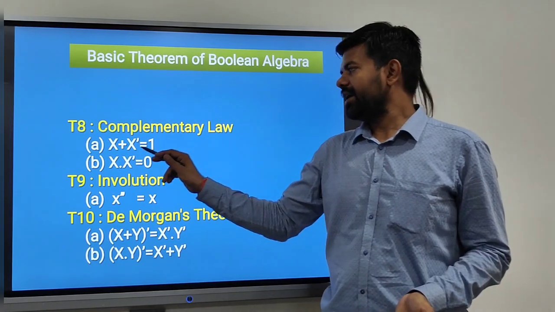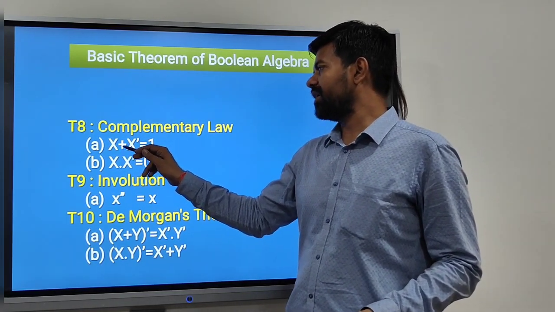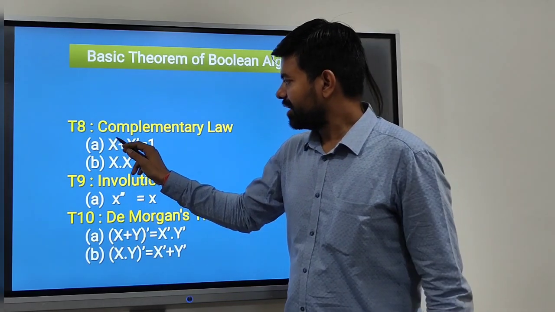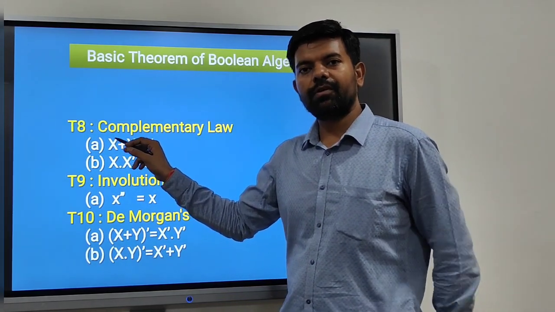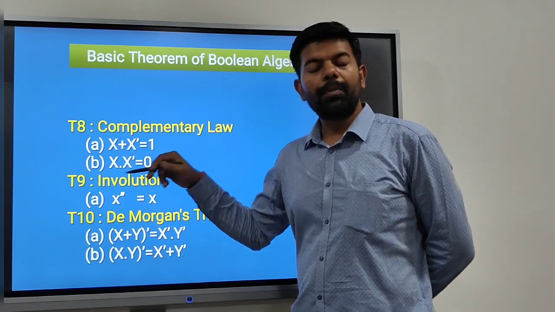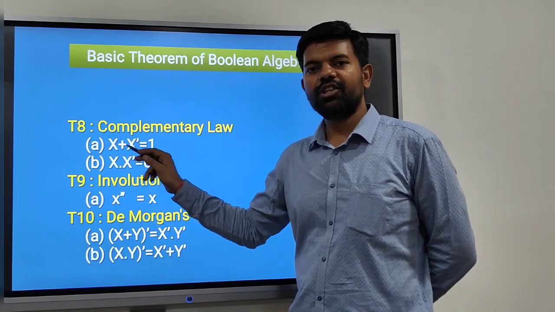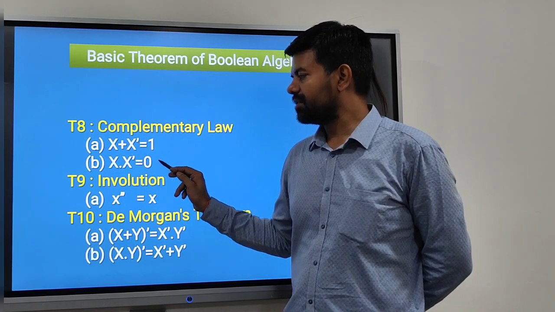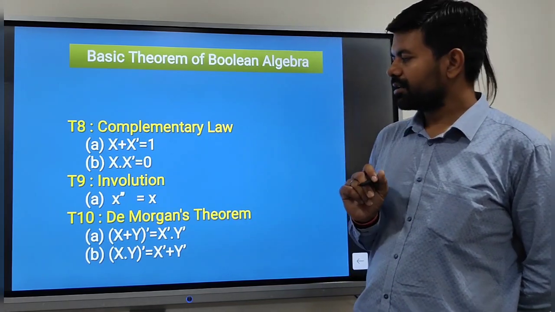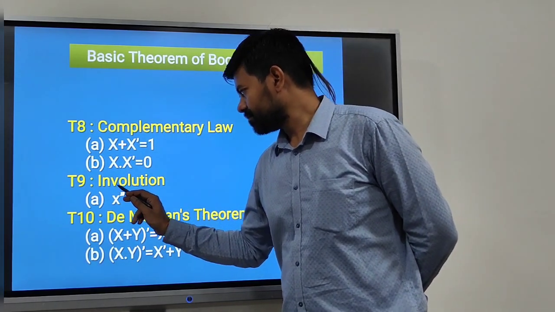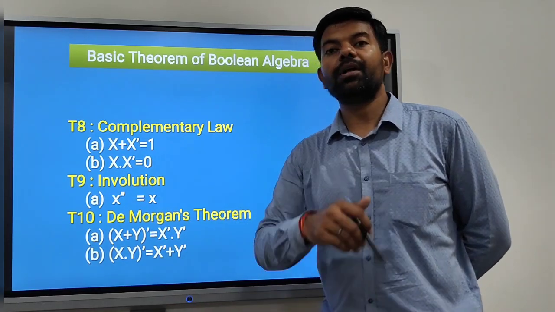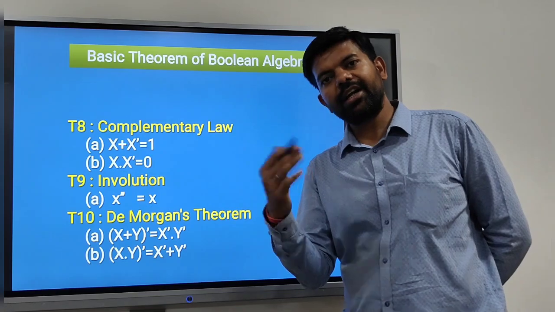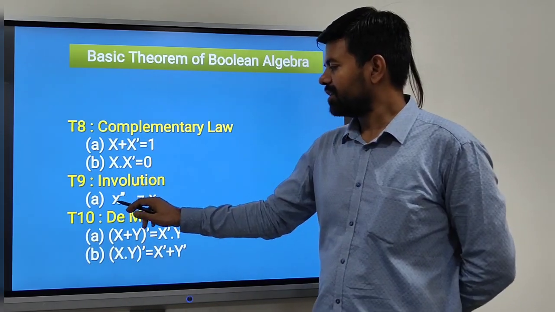Complementary law. See, x plus complement x bar equals 1, because if we put the value 0 in place of x, the complement of 0 is 1. So 0 plus 1 is 1. Similarly, in this place, 0 times 1 is 0. This is the complementary law. Involution, that is the double complement. If we take the complement of 0 we get 1, and again the complement gives 0, meaning the same value.